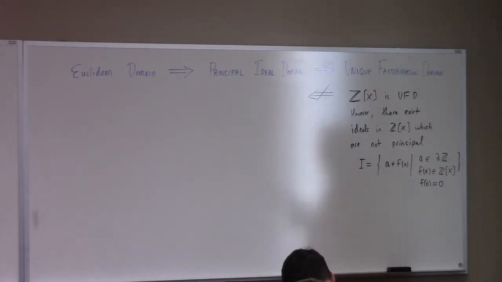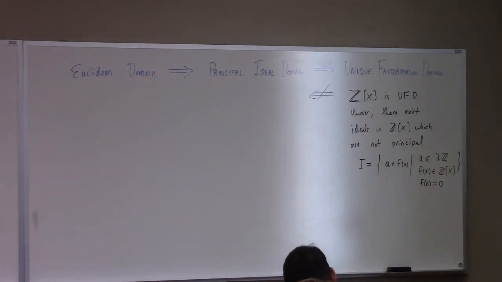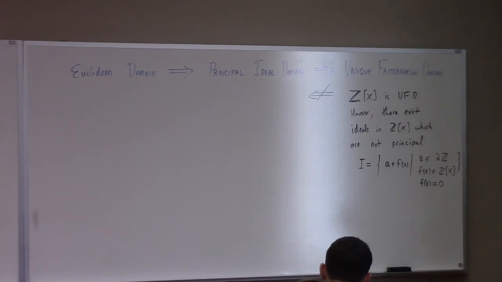To prove that is not... No. Adding... Only the constant coefficients are even. Well, then a times f of x would be principal. I mean, a times f of x might be. I think that could be the whole range. It's principal generated by the constant. In any event, this is a counterexample.